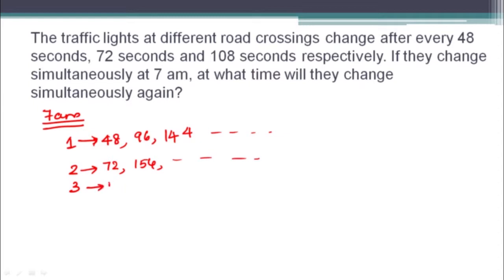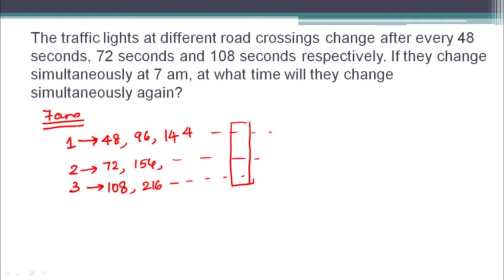Now the third traffic light is changing first after 7 o'clock, it will change after 108 seconds, then it will change after 108 plus 108, that is 216 seconds and so on. We have to find out when will all of these simultaneously change again. So after some time all of them will change again together at the same time. We have to find out what time this is.